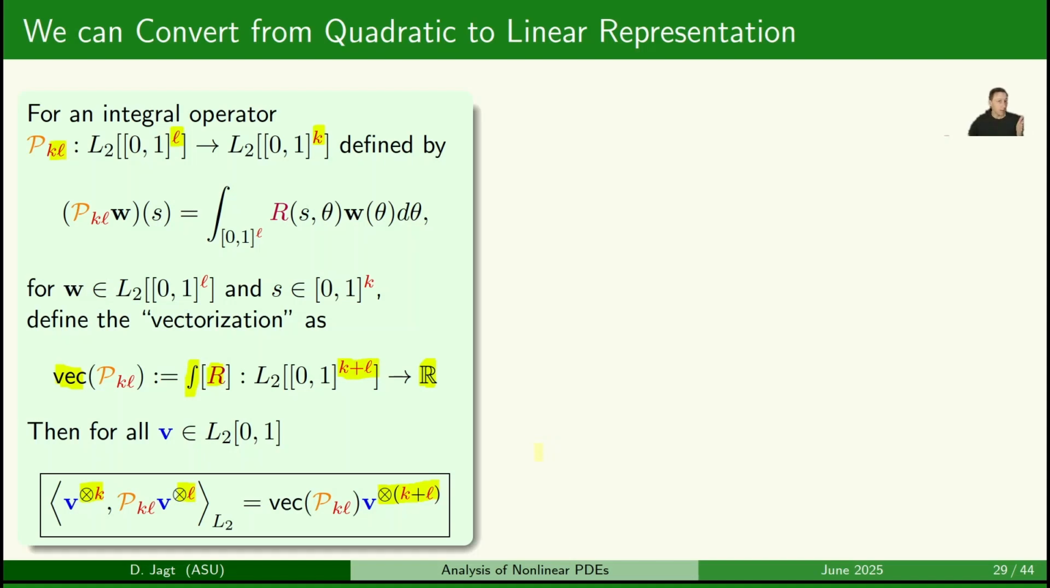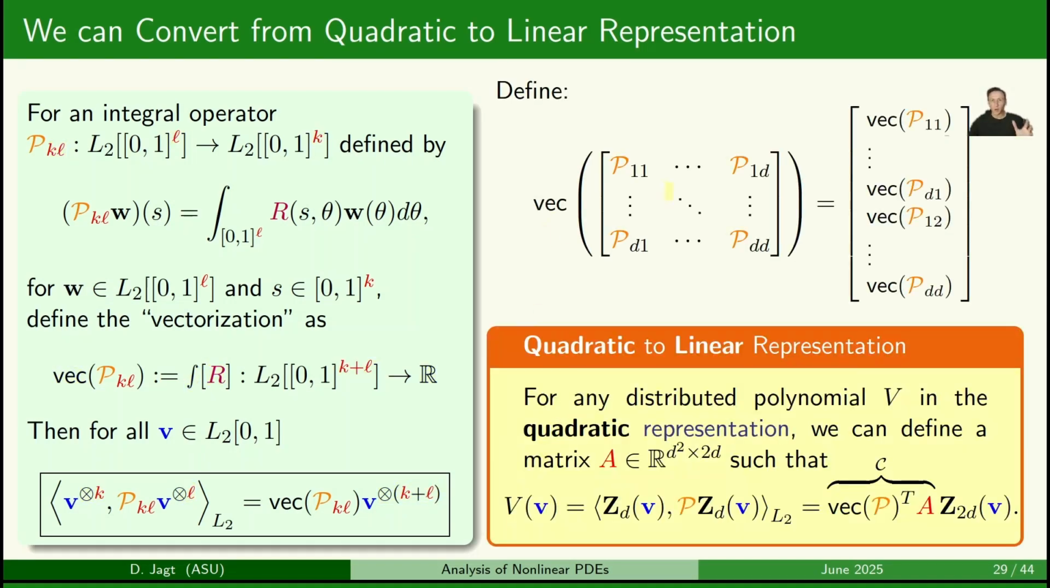Given this vectorization of these integral operators, we can define a vectorization of a matrix valued operator by just taking the concatenation of these vectorizations of these scalar valued integral operators. And then, given this vectorization, we can again convert from the quadratic representation to the linear representation. So if we have a function v here, a distributed polynomial in the quadratic representation defined by this integral operator P, we can define an associated operator c to represent this function in the linear representation, now using, of course, monomials of a higher degree 2D. And again, these coefficients c can be computed exactly and numerically.